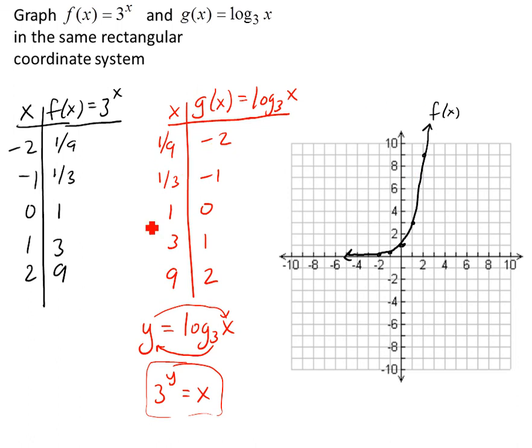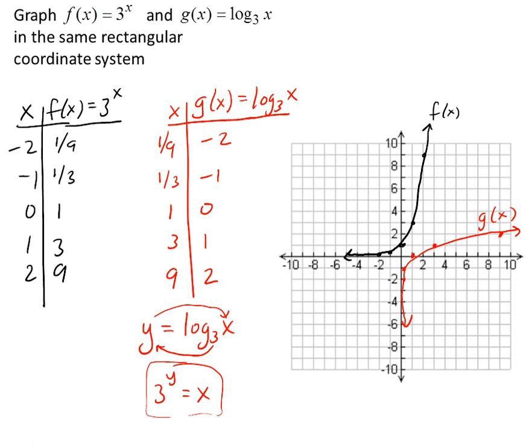But we have some ordered pairs listed for our function g of x, so we'll just go ahead and plot those: 1/9, -2, 1/3, -1, 1, 0, 3, 1, and 9, 2. And again, go ahead and connect those with the curve. Now what you'll notice here as we move toward the left is that we're not going to have a horizontal asymptote this time, but we will have a vertical asymptote at the y-axis. So this graph is never going to touch or cross the y-axis. And that is a result of the exponential function having that horizontal asymptote.